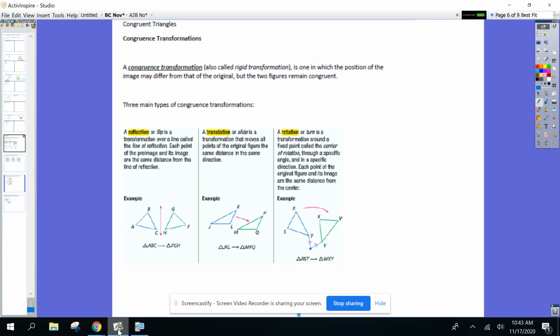One more new vocabulary term today. You guys have it on your notes. I don't have it up here. What's called a rigid motion. A rigid motion. Basically, here's a rigid motion. I move a figure, I change its position, I move it, so I slide it, I turn it, I flip it, and the original is congruent to the image. Okay, the two triangles I'm left over with are still congruent.